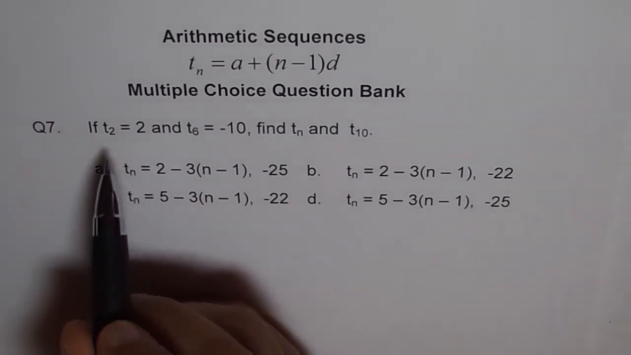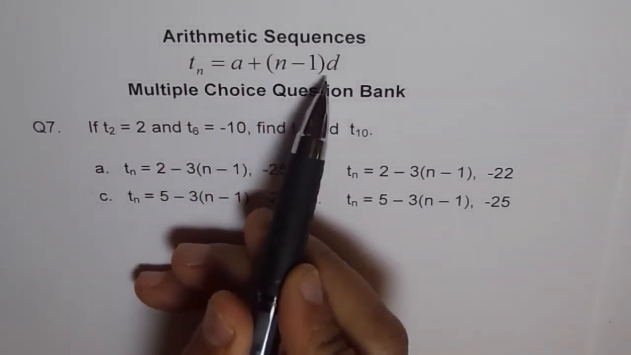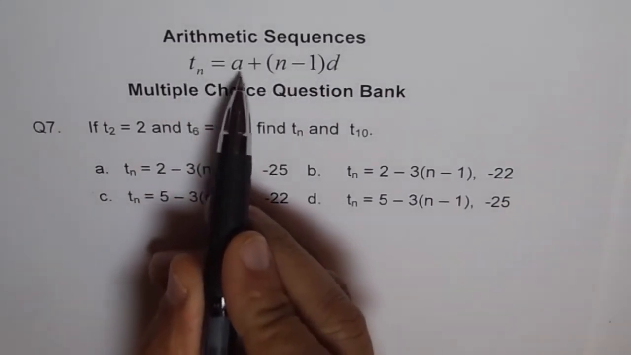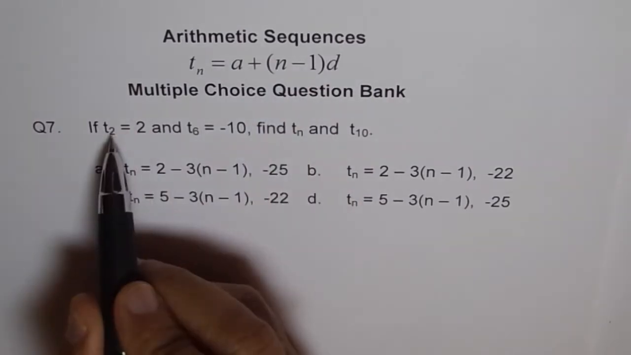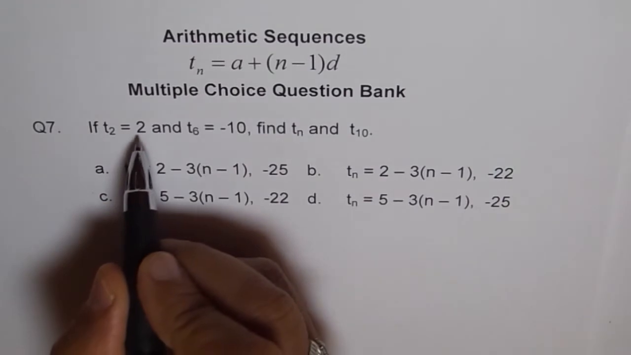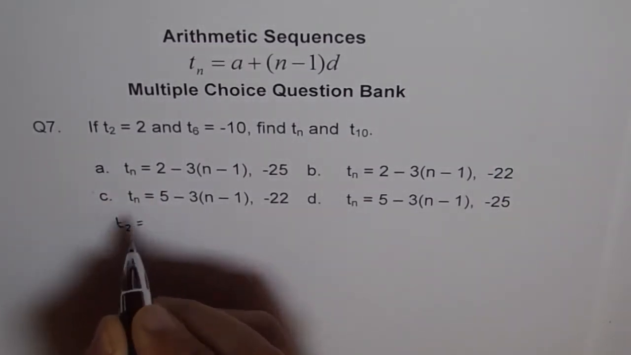T2 is 2. So what is the general term formula? Tn equals a plus n minus 1 times d. You all should remember this, okay? Now Tn is a plus n minus 1 d. So we'll plug T2 here, but T2 is given as 2, right? So T2, which is 2 for us.